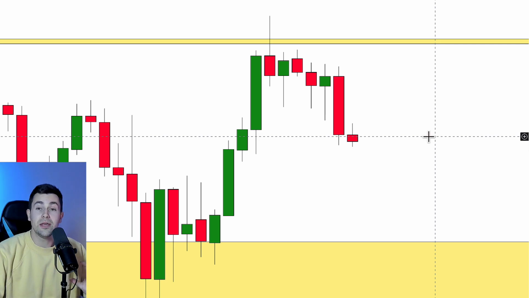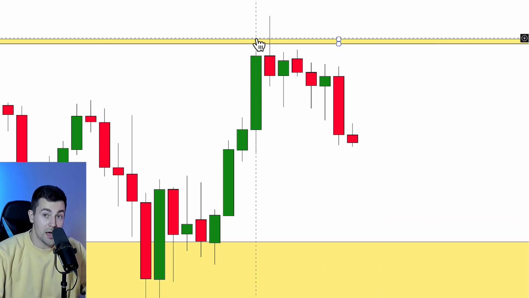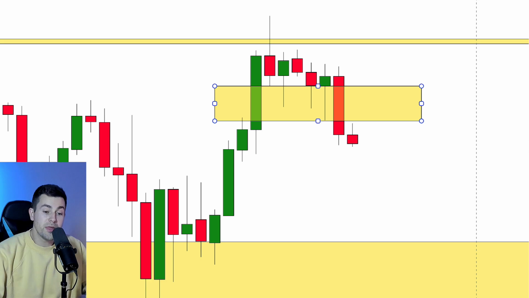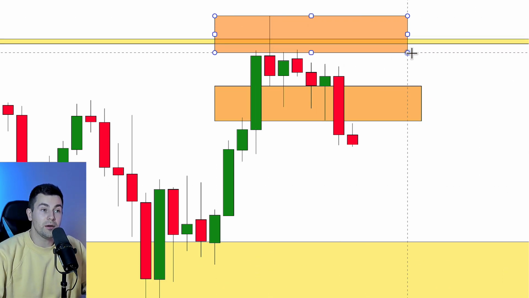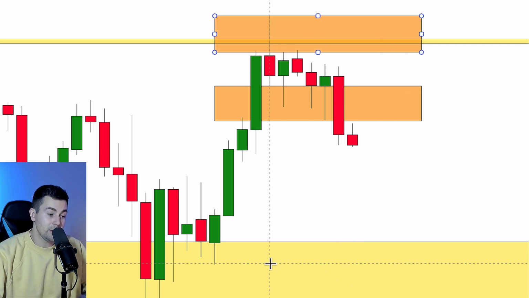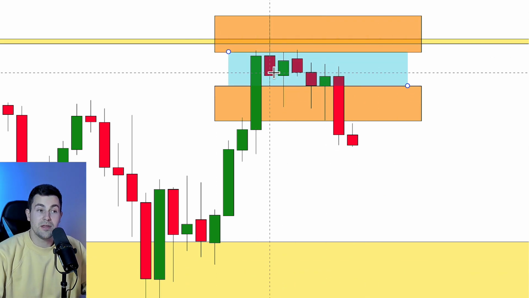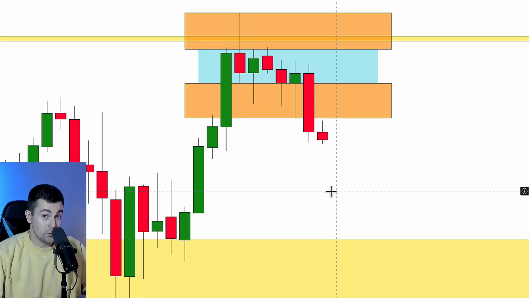Then we can also see that after the test of that resistance, the market started to consolidate and started to trade within a narrow range. You can see that the market started to respect the boundaries of that range. And you can see that for many hours, the market was stuck within that range.